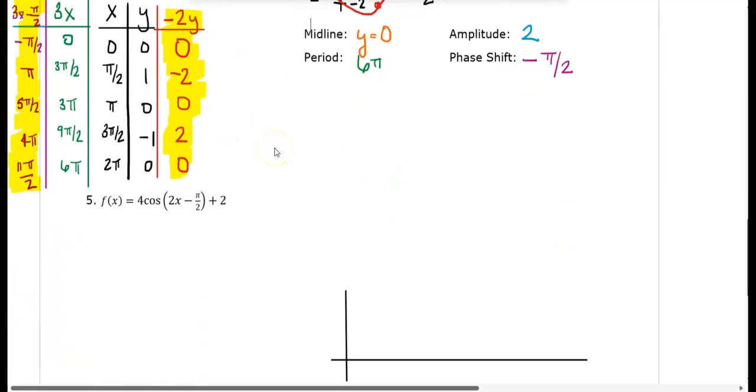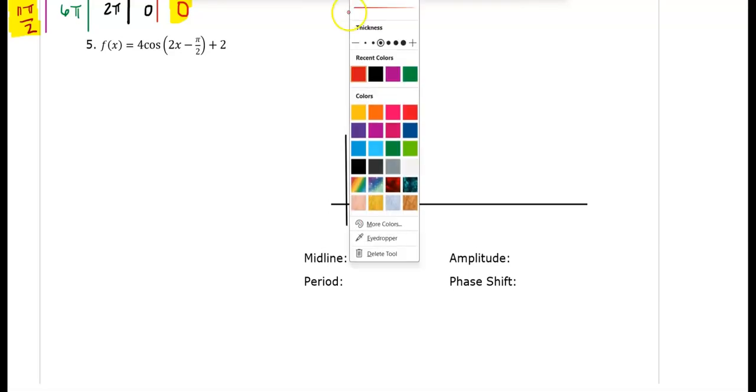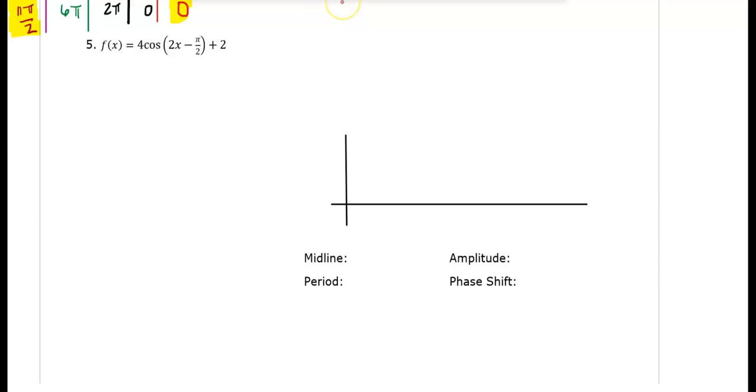All right, last one. Right here, I got 4 cosine 2x minus pi/2 plus 2. I'm going to go ahead and suggest that you pause the video, try it on your own, and then see if you could get it correct. So, right here, I can go ahead, just like before, and identify A is 4. So that tells me my amplitude is going to be 4.